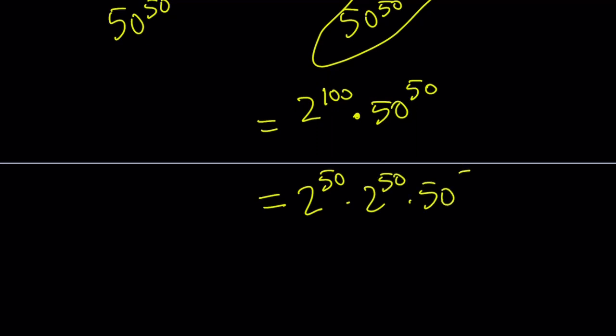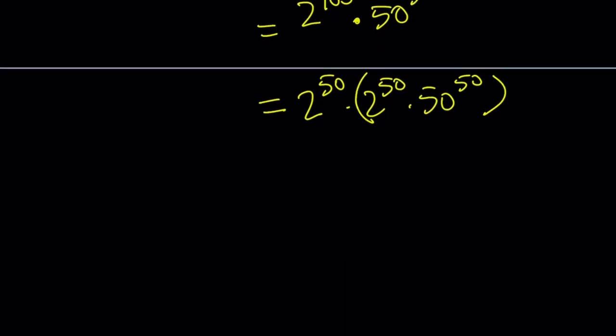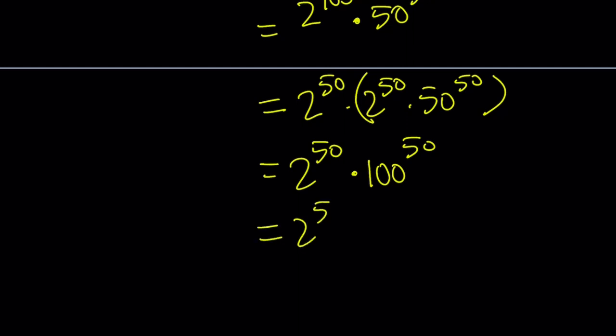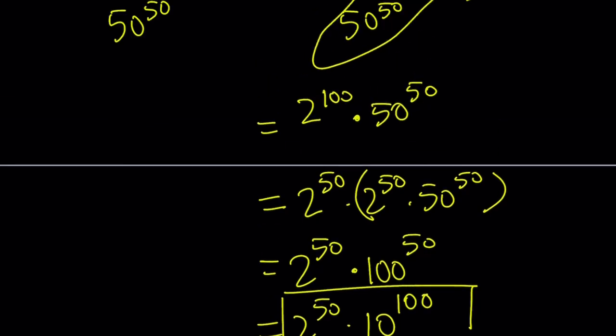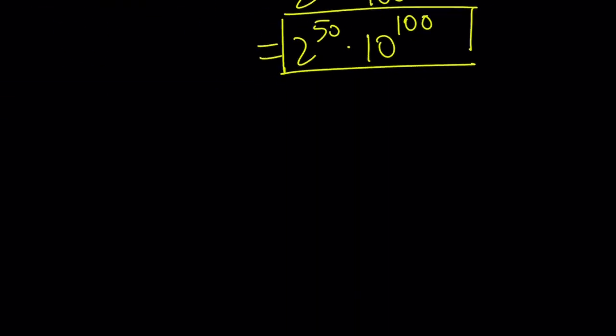And then I'm going to combine these two together because 2 times 50 equals 100. So I can write it as 2 to the power 50 times 100 to the power 50. And 100 is 10 squared. So I can also write this as 10 to the power 100. Make sense? So we can go ahead and simplify our expression that way. That's kind of one way to look at it. Let's take a look at another way to look at it.